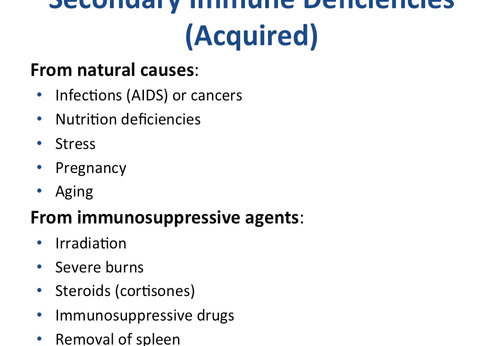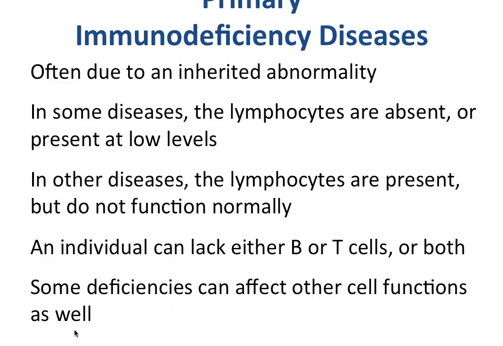Now let's talk about secondary immunodeficiency. The patient will get this either from infections, nutrient deficiency, stress, pregnancy, or aging, or from artificial agents such as radiation, steroids, medications, immunosuppressive medications, or removal of the spleen.